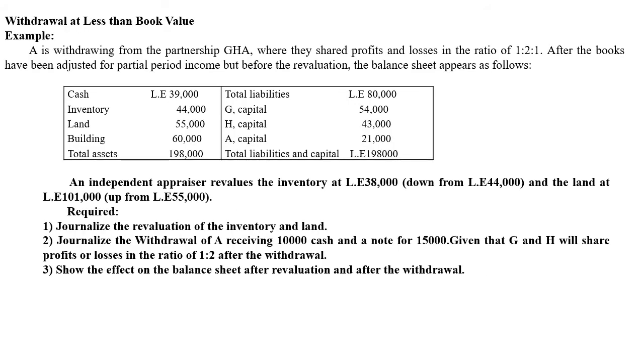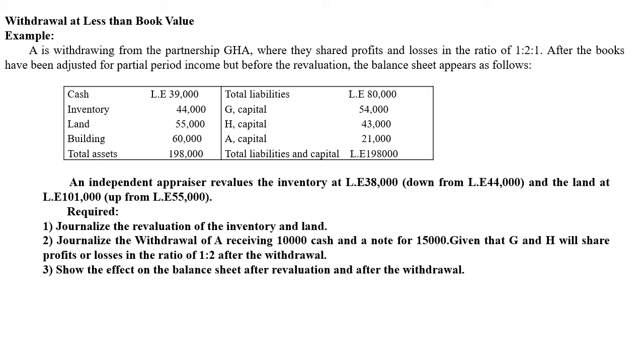In this case, it's withdrawal at less than book value, which means the partner will be leaving and will be getting from the assets less than his equity. Will be getting from the assets value less than the value of his capital after revaluation. And it's the same example. The only difference between this example and the one before it is after the revaluation, you are required to journalize the revaluation the same as the previous exercise.